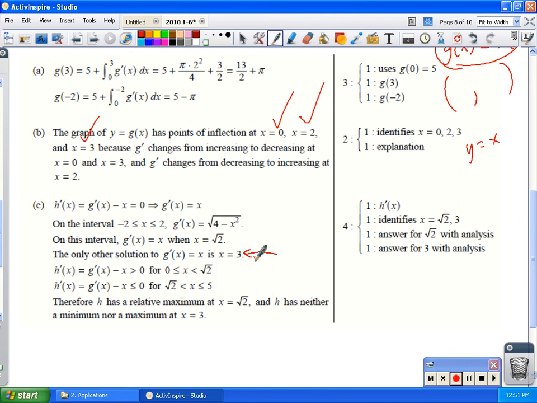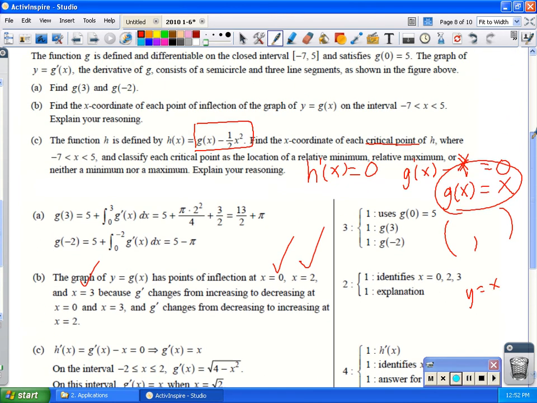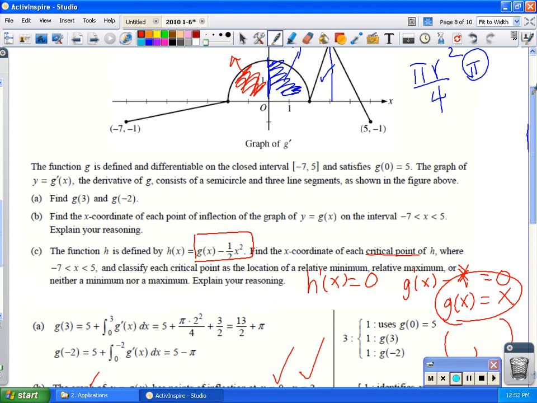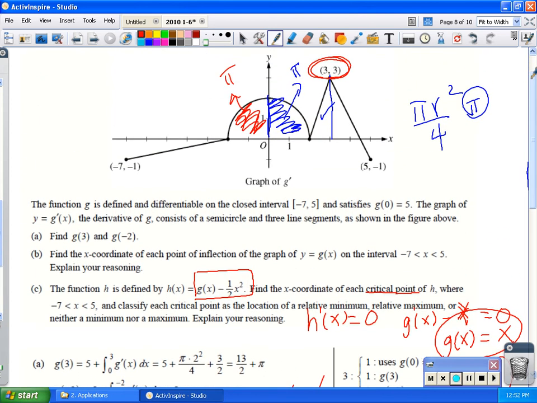Now the question is, on some parts of the graph you can't really identify that. On the line segments you can.